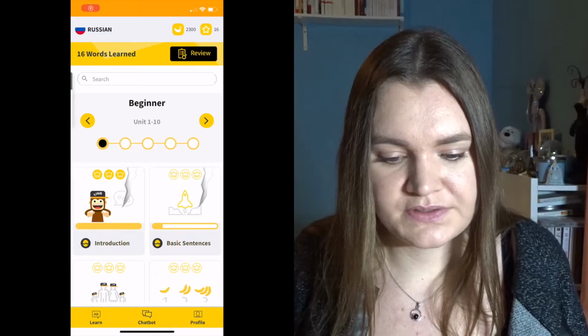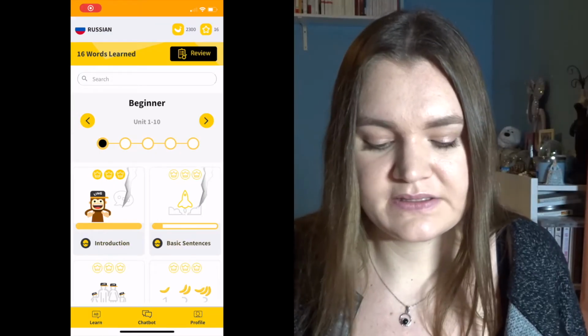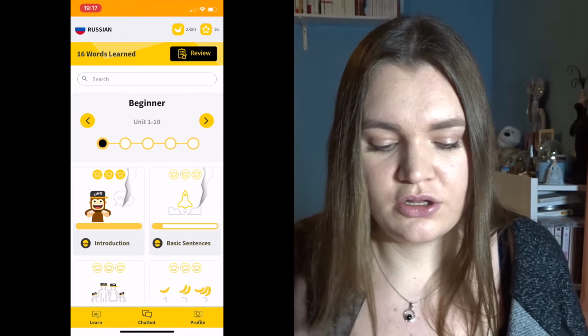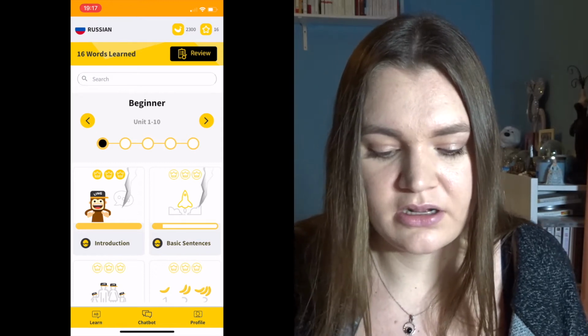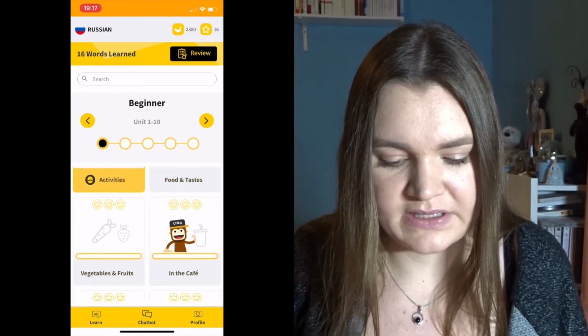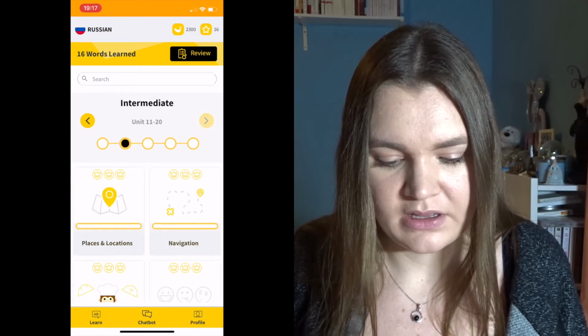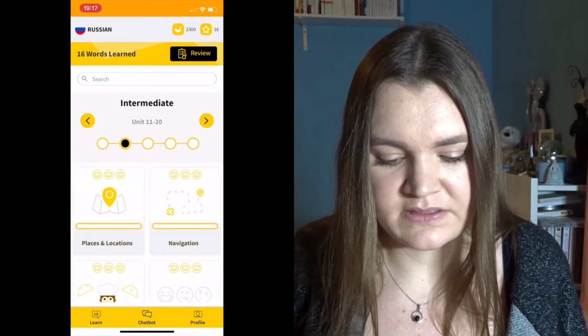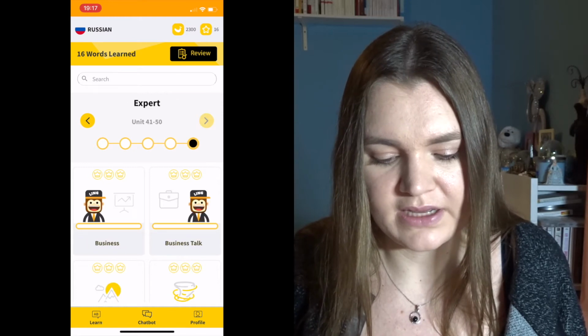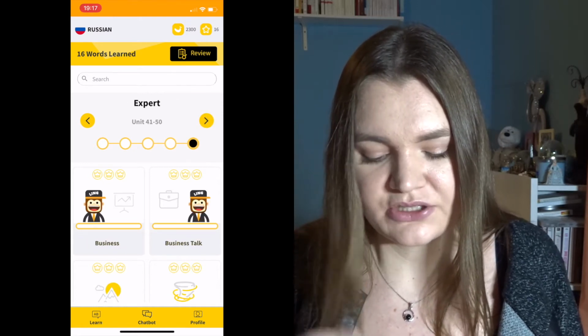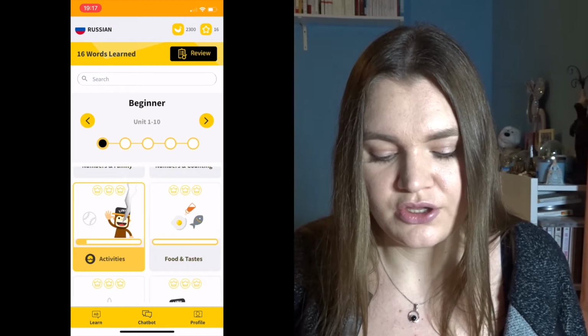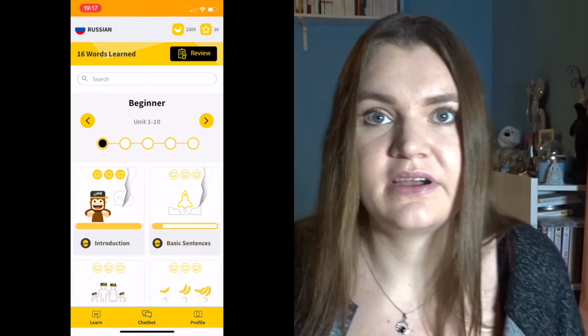I think I'm just going to start with Russian because that's the language that most people are learning when they're learning a Slavic language. So that's what the lessons, or should I say the units, look like. We're here at the beginner section. There are 10 units here, and then you get the intermediate section, upper intermediate, advanced, and the expert section. So there are 50 units, and in each unit there are different lessons.